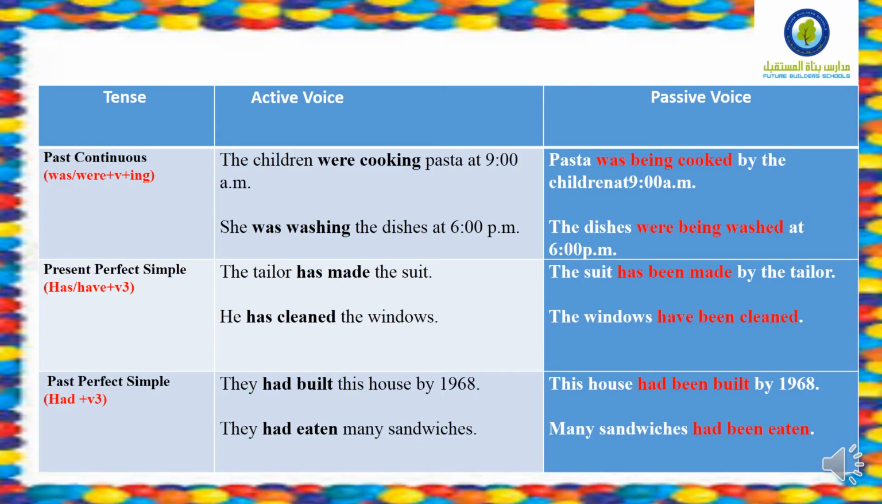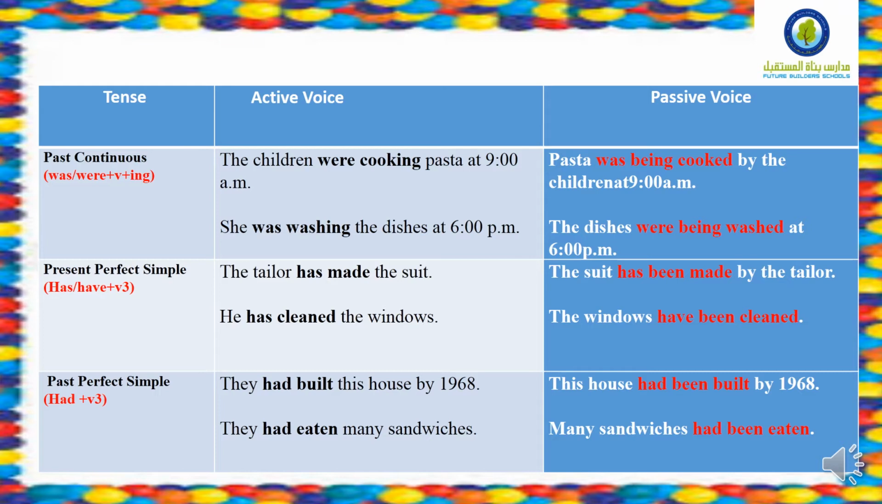Now, let's go back to the first sentence. The tailor has made the suit. First of all, you bring the object, which is the suit. Then you change the verb: has or have. Then you take has or have. Now you bring the verb to be. For the perfect, we take been. So been for the perfect, being for the continuous, was or were for past simple, is and are for present simple, be for will or for the other modals also, like must, can't, could, should.